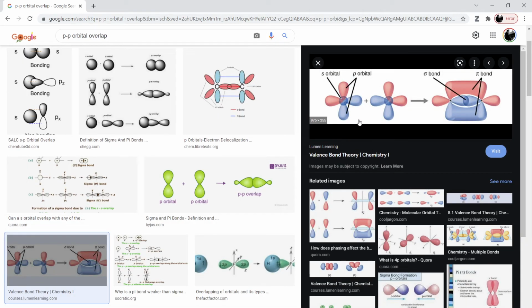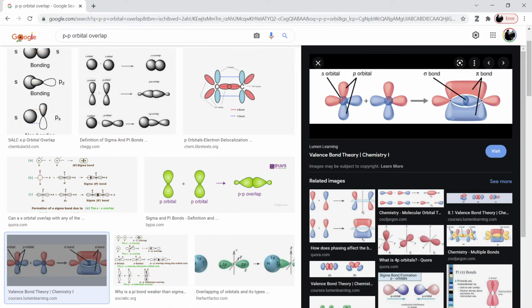This is what I'm looking for. So with these sort of things, a pi bond is formed when p orbitals overlap. Those are the ones that are dumbbell shaped. And so when they overlap, they make a pi bond. When s orbitals overlap, they make sigma bonds. Right? That's the idea here.